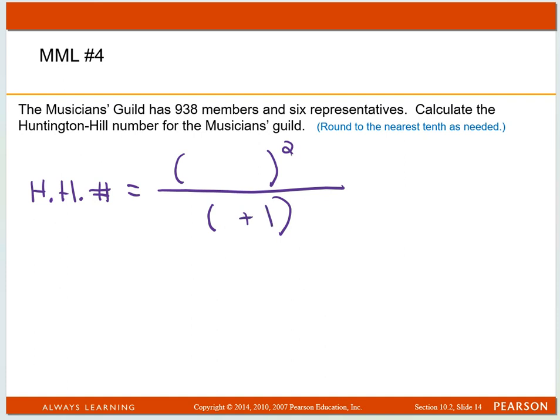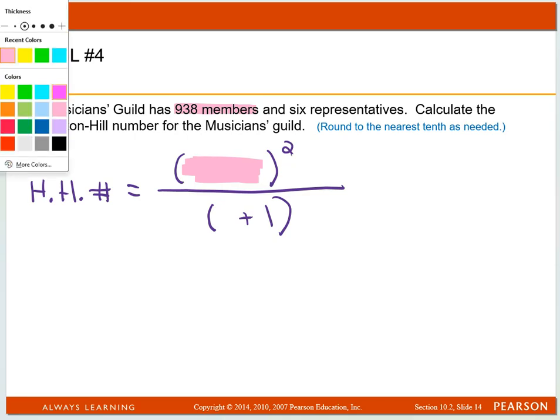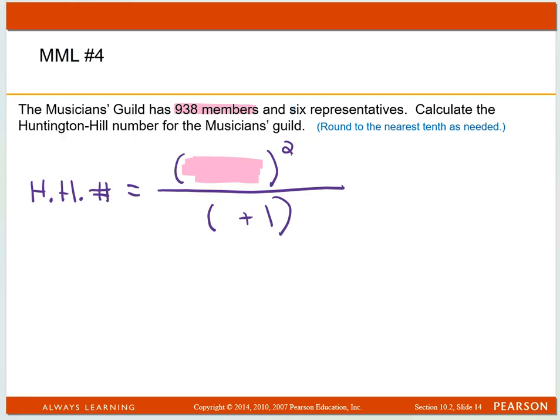And so the Musicians Guild has 938 members. That's what's going to go right here. And they have 6 representatives. So you'll have a 6 here and a 6 there. So it's 938 squared over 6 times 6 plus 1. And of course, 6 plus 1 is 7, so this is 6 times 7, which is 42.